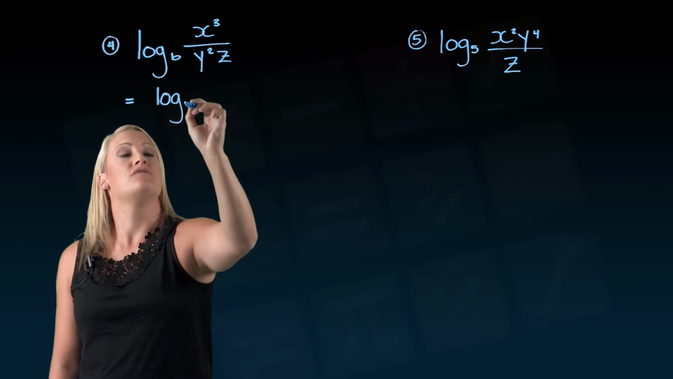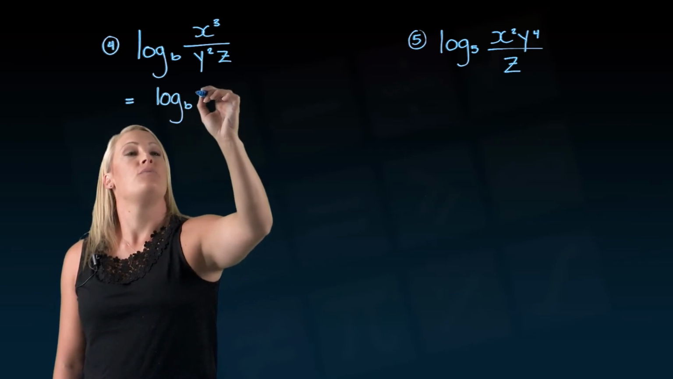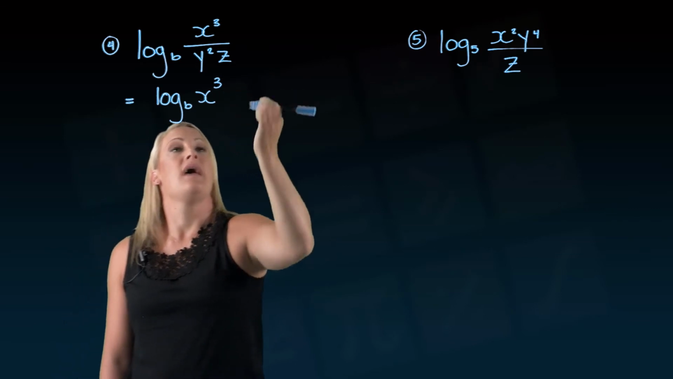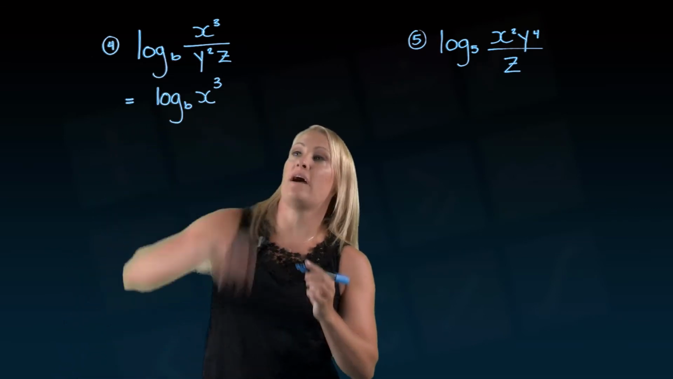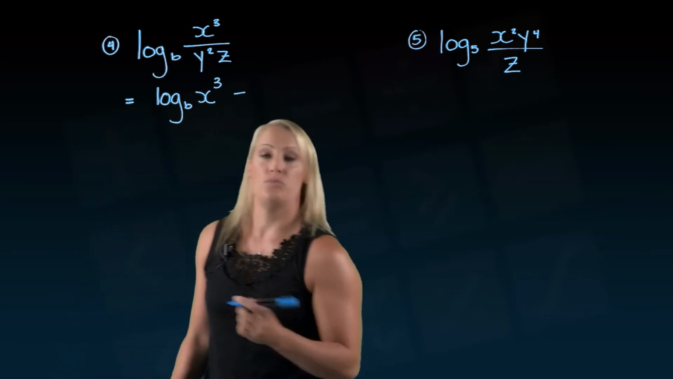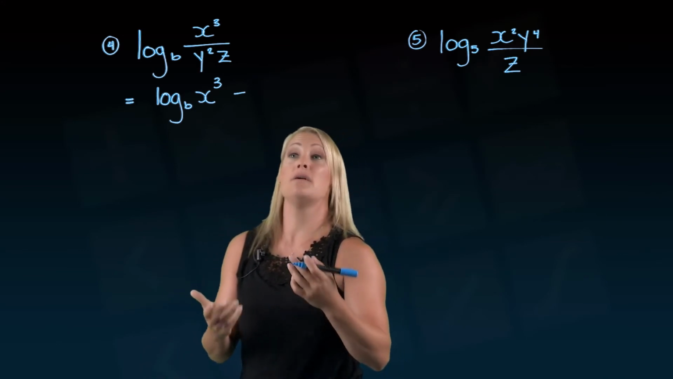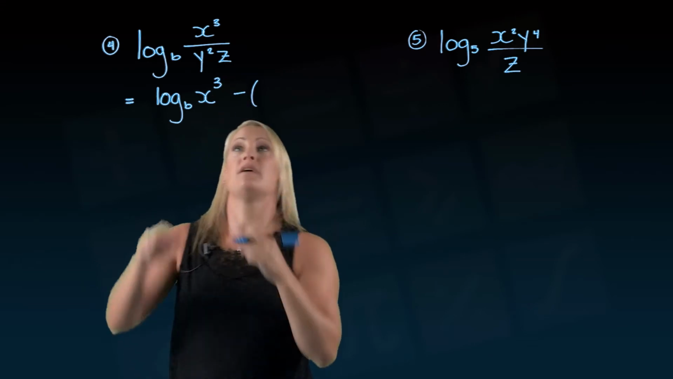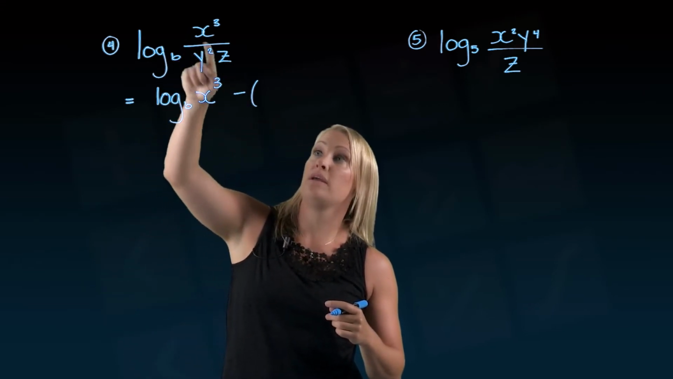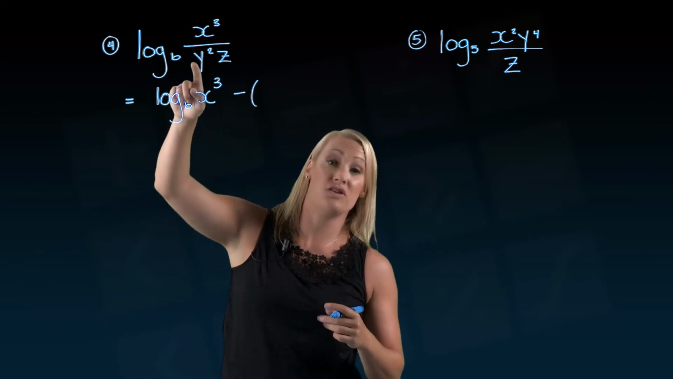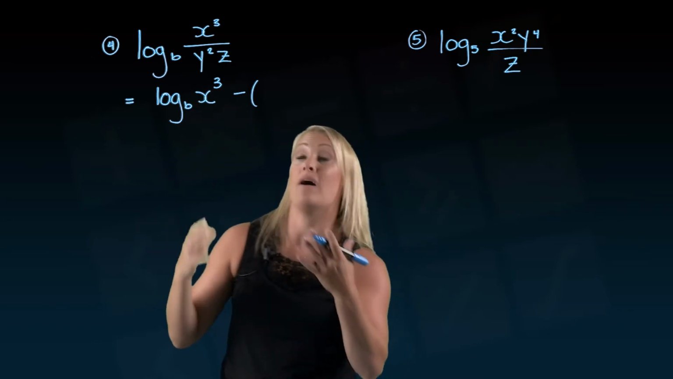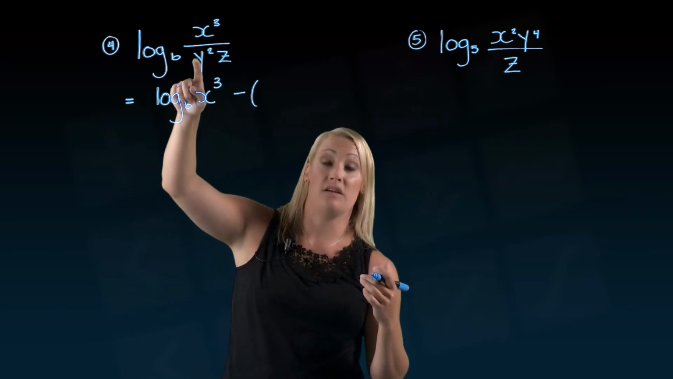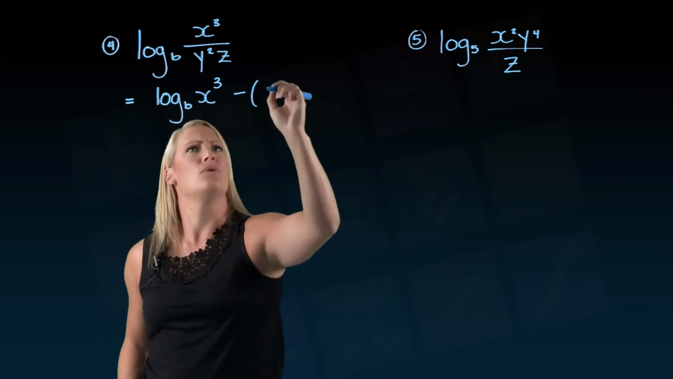I'm going to give each of them a log: log base b of x to the power 3. And then this division sign implies subtraction. So I'm going to put the subtraction there, but I'm going to put a bracket around these two, because this x to the power of 3 is divided by not just the y squared, but by the z as well. If I don't put a bracket there, then that negative is just going to be sitting in front of the y squared. I'll write it out and then we'll look at it.